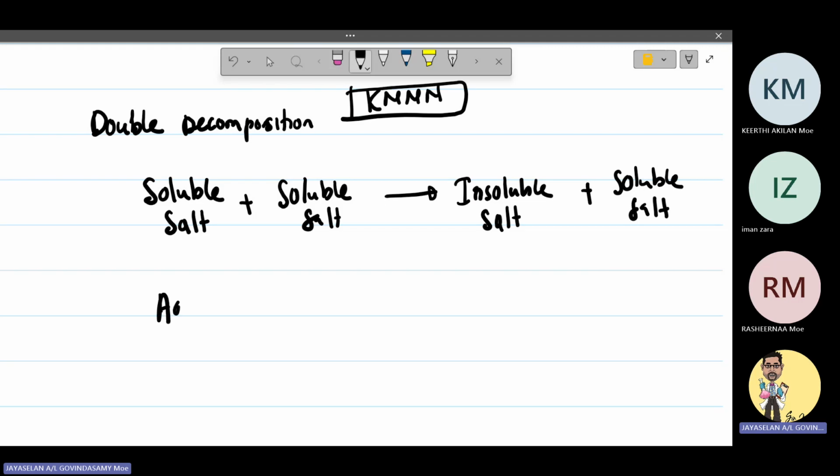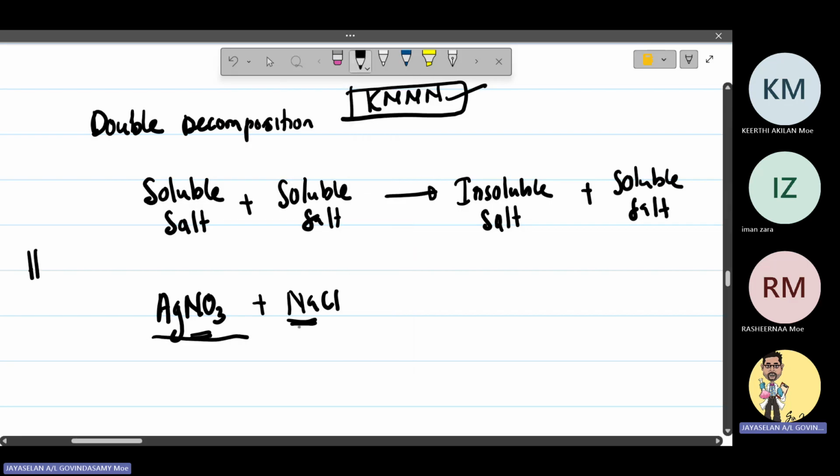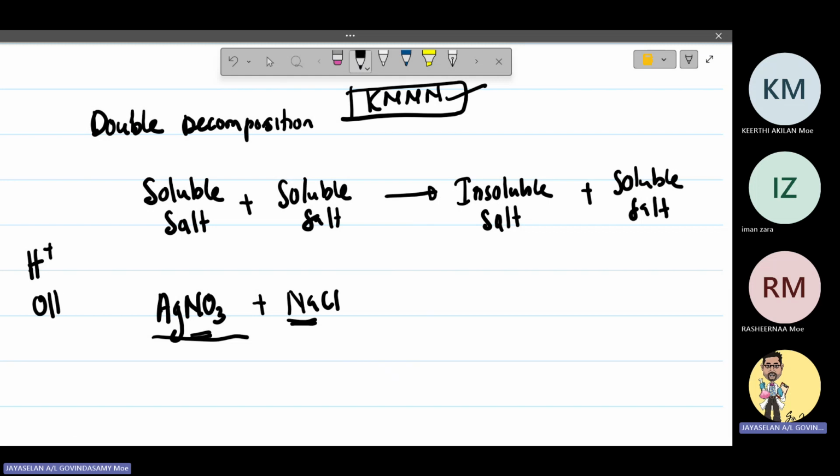Okay, you see here. Silver nitrate has this ion, so soluble. Sodium chloride has this ion, so soluble. These two substances have no hydrogen ion, that means no acid. No hydroxide ion, that means it's not alkali. If it's not acid and alkali, what is this? Salt. What type of salt? Soluble salt, because it contains this ion. This one is also a soluble salt, because there is no hydrogen ion and no hydroxide ion.